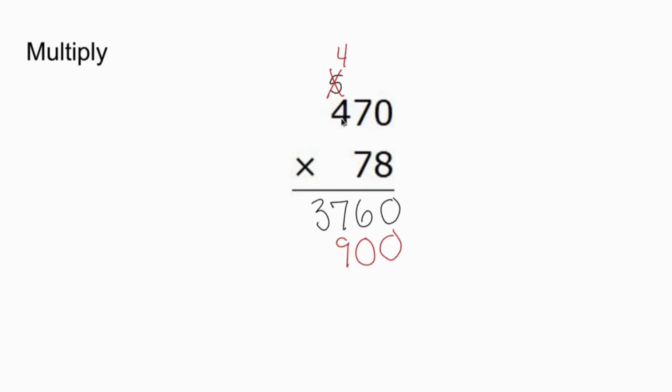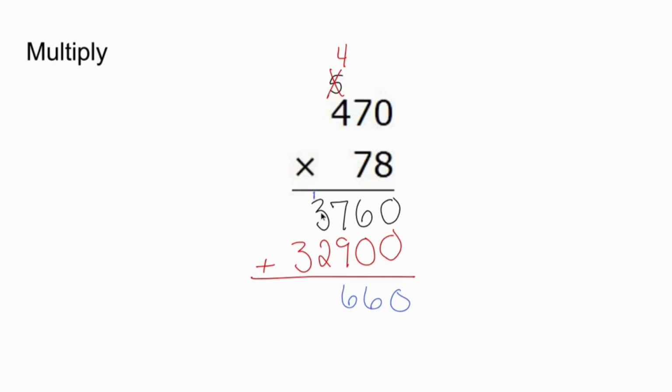7 times 4 is 28. 28 plus 4 is 32. So you write out all of 32. And once you're done that, you can add the rows. So 0 plus 0 is 0. 6 plus 0 is 6. 7 plus 9 is 16. Write out your 6. Carry over a 1.